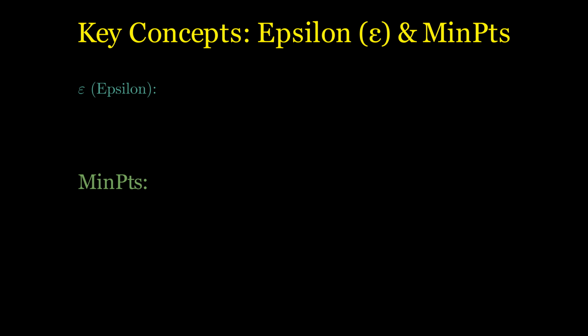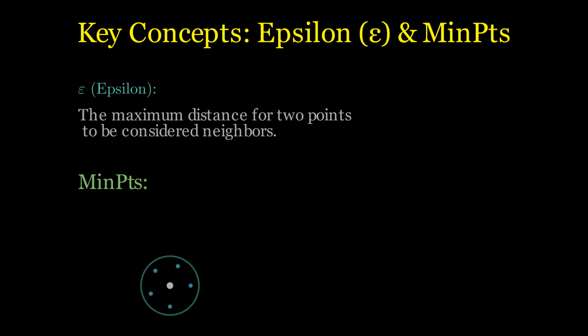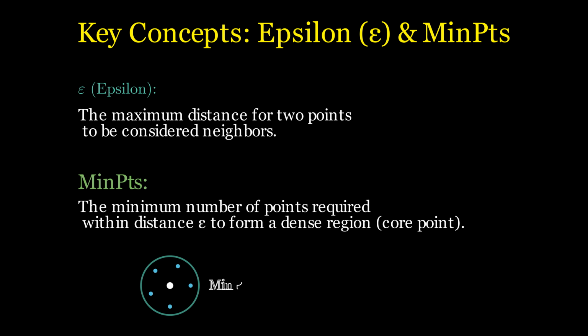DBSCAN relies on two key parameters, epsilon and minPts. Epsilon defines the radius of the neighborhood around a data point. Any point within this distance is considered a neighbor. minPts is the minimum number of neighbors, including the point itself, required within the epsilon radius for that point to be considered a core point. Core points are the hearts of clusters.